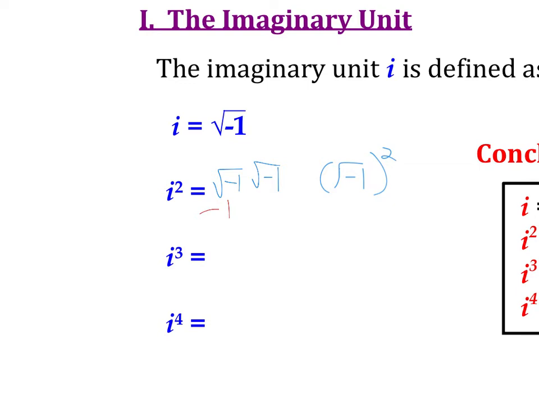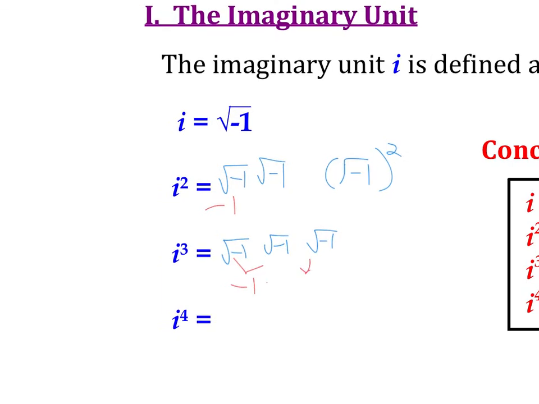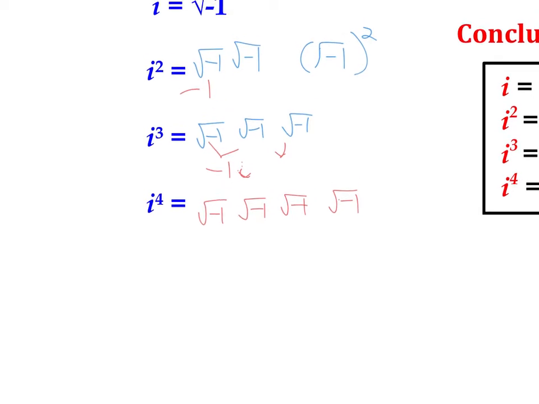Which then means i to the third power would be the square root of negative 1 times another square root of negative 1 times another square root of negative 1. Well, we just determined that the first two would equal negative 1. And then the square root of negative 1 is just i. So i cubed is negative i. Then i to the fourth power would be 4 different square roots of negative 1 together, or 4 different i's. And i to the fourth would be essentially i squared times another i squared. So that's going to be a negative 1 times another negative 1, so that would just equal 1.